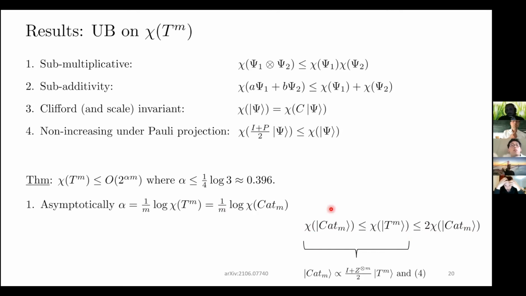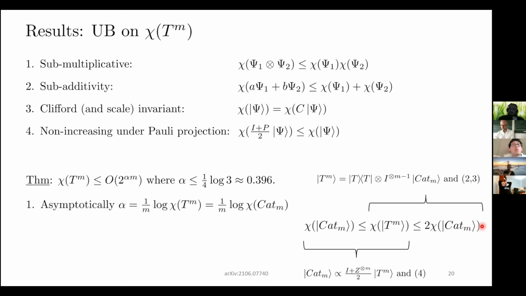To show this part, we note that the cat M is proportional to taking the T state and then applying a stabilizer projector. Because recall the cat was like a bunch of T's plus a bunch of T perps. So the I term gives you the bunch of T's, and the tensor product of Z's gives you a bunch of T perps. And now we just need to use property 4, which says that if you project, the rank can only decrease. And so this part of the inequality is true.